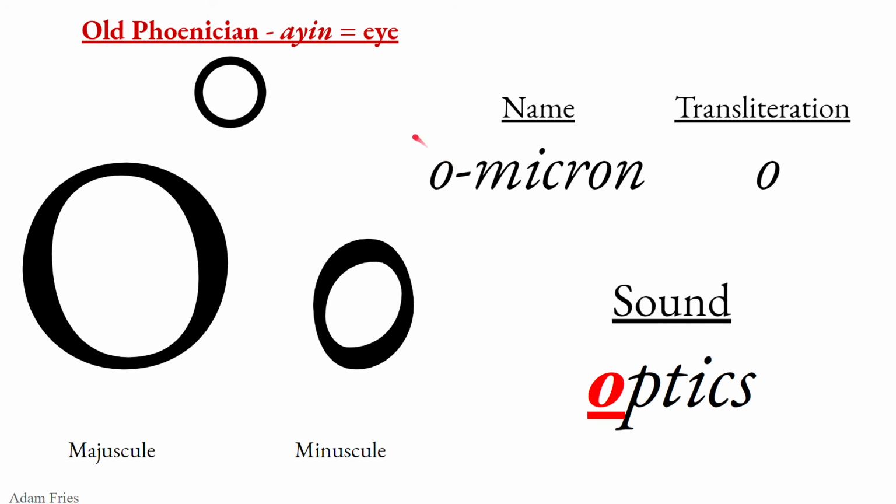The Old Phoenician ayin, like an eye, and of course, hey, it's very distinguished as an eye. In Greek we have omicron, little, micro, little o, and we transliterate that as little o. We don't need to put the breve over top of it. The sound is like o in optics, just little o. The omega will be the big version, omega, omicron.